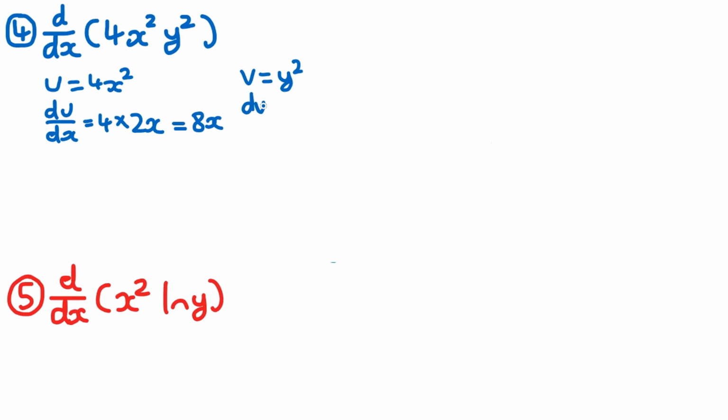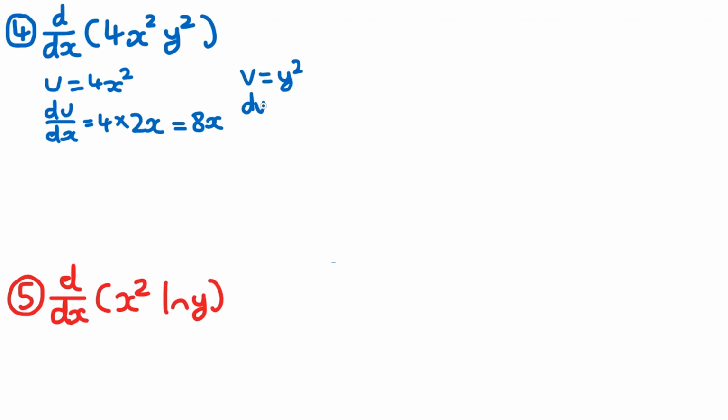So remember the product rule is, if we differentiate this, it's going to be u multiplied by dv over dx, so it's going to be 4x squared multiplied by 2y dy over dx, and this is going to be plus v multiplied by du over dx, which is going to be y squared multiplied by 8x. If we simplify this, 4 times 2 is 8, so it's going to be 8x squared y dy over dx plus 8xy squared.